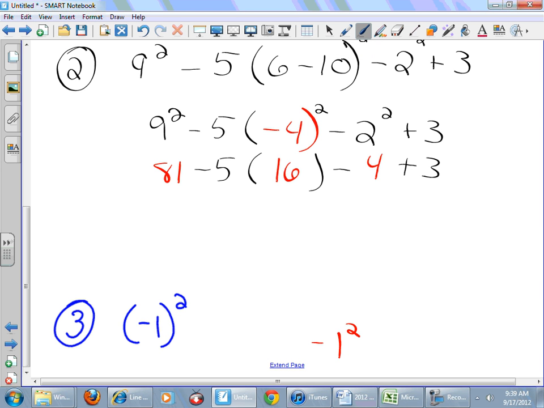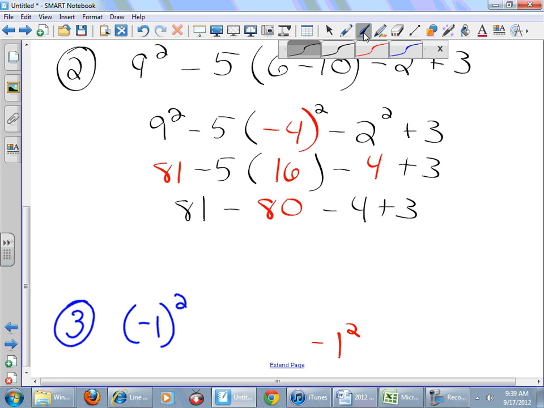Is it all addition subtraction yet? No, not quite. I still have multiplication going on. So I'll have 81 minus, I think that's 80, right? 5 times 16 is 80. And again, I want to do that in red. Silly Mr. Lawrence. And then I will have minus 4 plus 3.